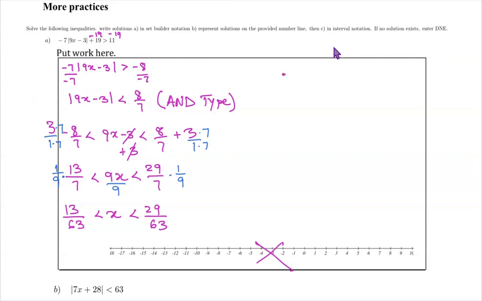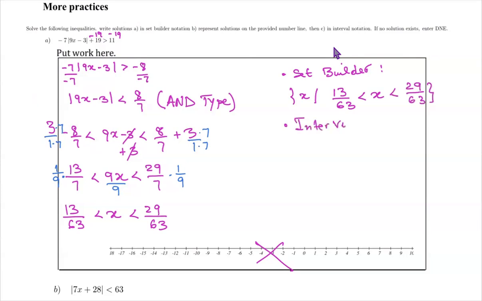But the set builder notation will be the set of x such that 13/63 is less than x and less than 29/63. And then the interval notation is going to be parentheses 13/63 to 29/63 parentheses.